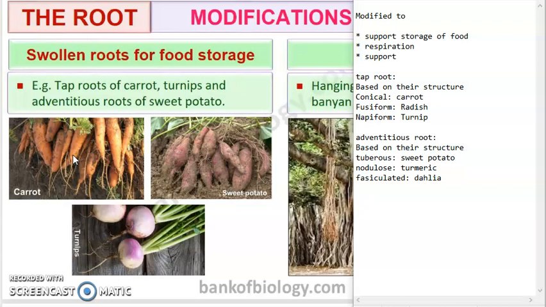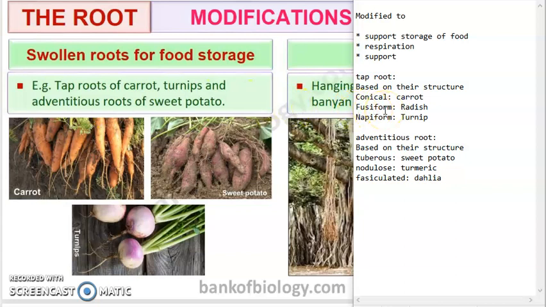So it means the size is decreasing. You would have seen carrots, right? One portion of their root will be broad and the other portion will be a little more taper than the broader portion. Okay, and then comes the next one, which is the fusiform.